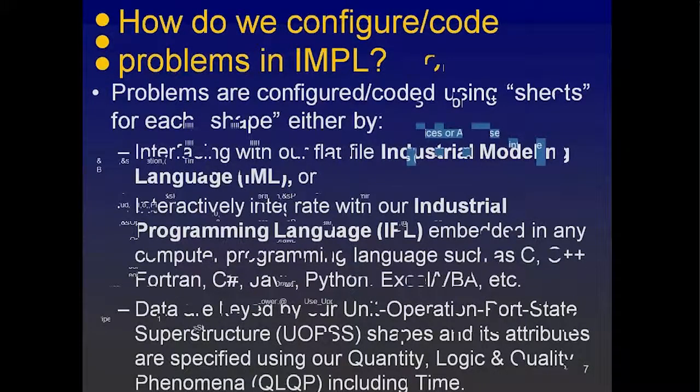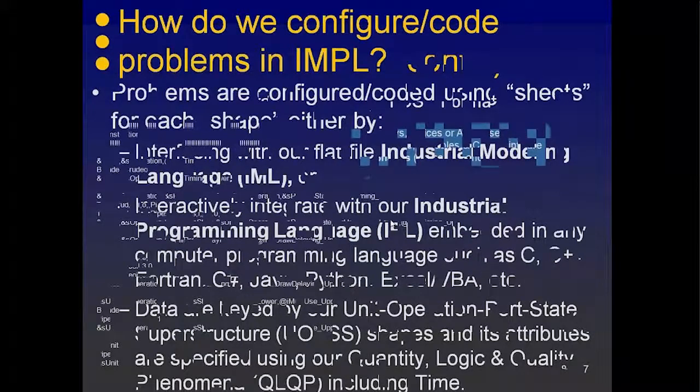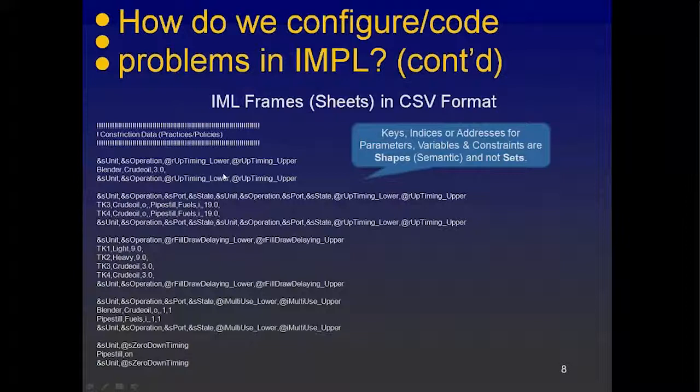An example of the IML, we call these frames. These are basically like sheets that you would have in Excel. So you can generate these frames from Excel. And so what you would do is, if you have the first one here, it says unit operation, uptiming lower and uptiming upper. This is an example of us configuring runtime, minimum, maximum runtime constraints, or we call them uptiming constraints.